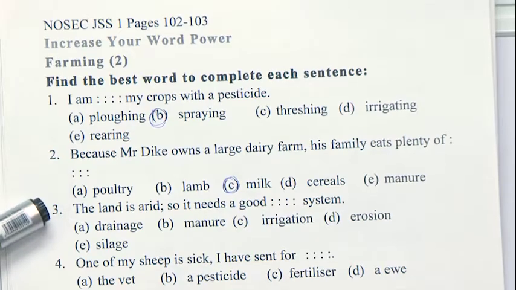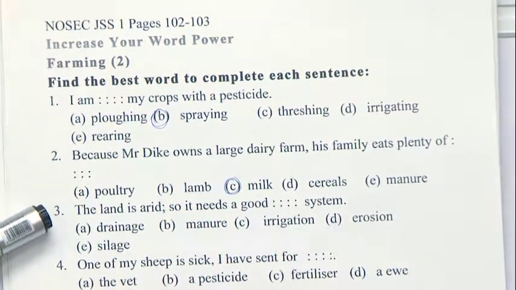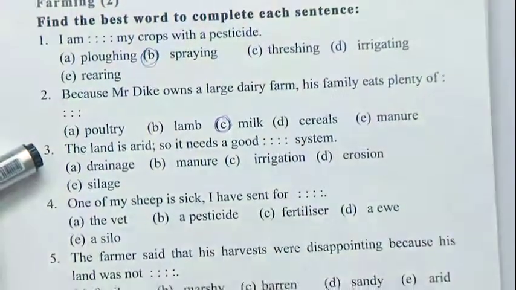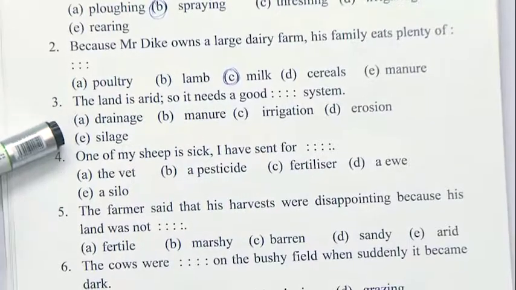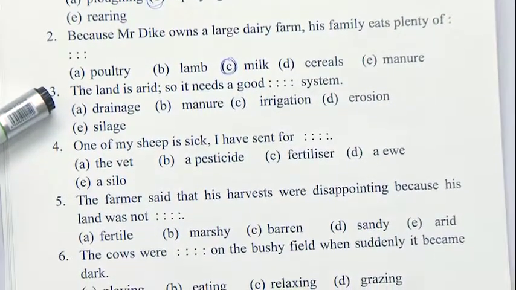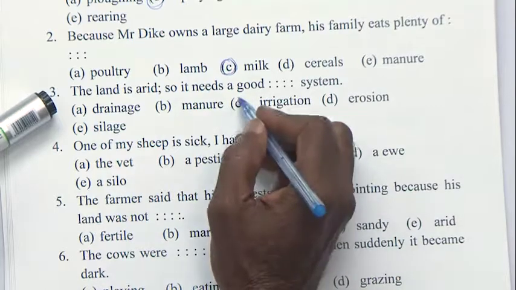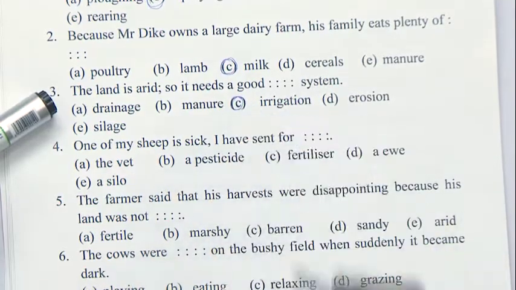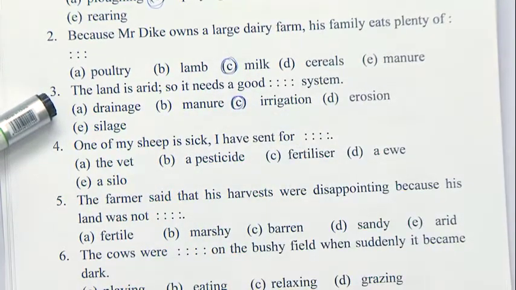Right. Then the land is arid, so it needs a good irrigation system. What type of system? Not drainage, not manure. Which is arid? What do I mean by arid? It doesn't have much water. Therefore, it needs what? Irrigation. A system of supplying water to the plants.